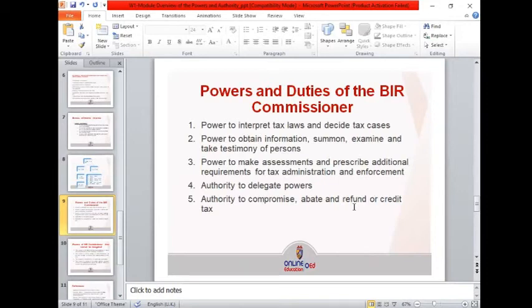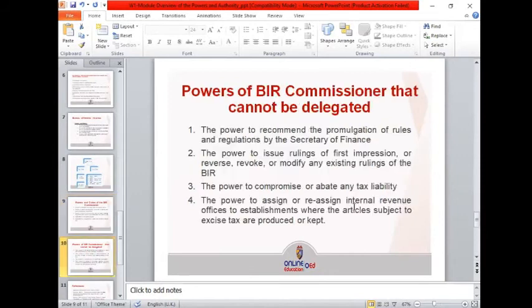The BIR commissioner also approves the assessments of the collection agents in case of centralization, and has the authority to delegate powers. But please take note that the BIR commissioner must not delegate some of the powers, such as the authority to compromise, abate, and refund or credit the tax.